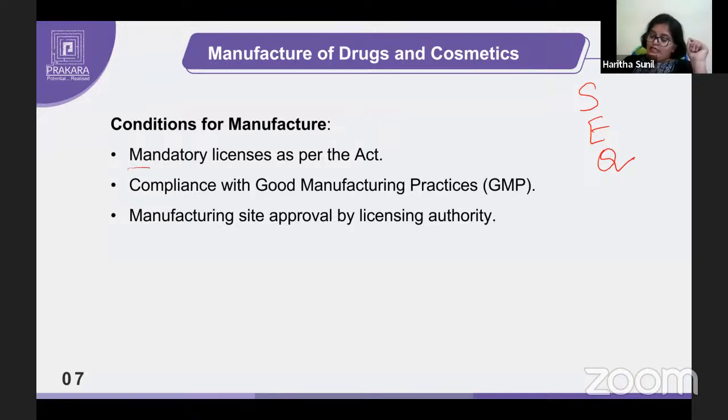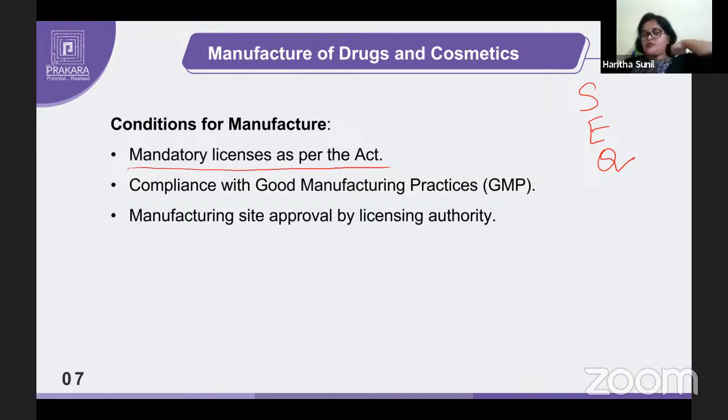Okay. So the first one is mandatory licenses as per the Act. No person or industry can manufacture the drugs or cosmetics without a valid license that is issued by the relevant state drug control authority, or sometimes CDSCO for specific categories. And there are different types of licenses issued based on the nature of the product. If it is a drug, then a different type of license will be issued. If it is a cosmetic, then a different type. If it is a biological, then a different type of license will be issued.